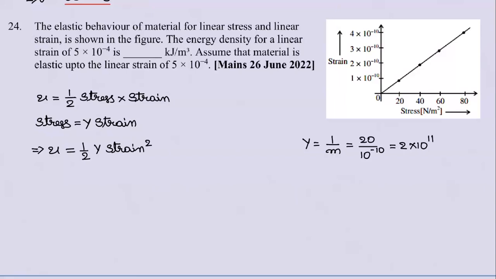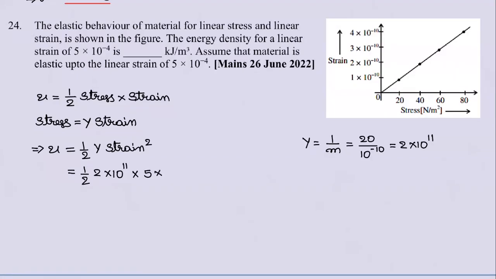Now, Young's modulus is there, strain is also there, then it's a simple substitution, right? Half, what is Young's modulus? 2 into 10 power 11. And strain is what? 5 into 10 power minus 4 whole square, right? So 2 gets cancelled, and it will be 25 into 10 power 11, and this is 10 power minus 8. So into 10 power 3. This is energy density, joule per meter cube.